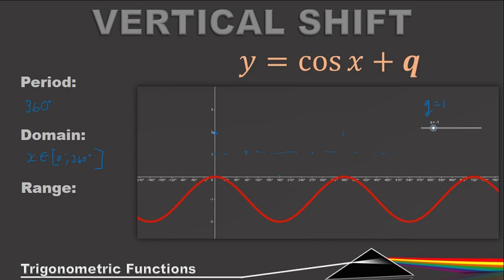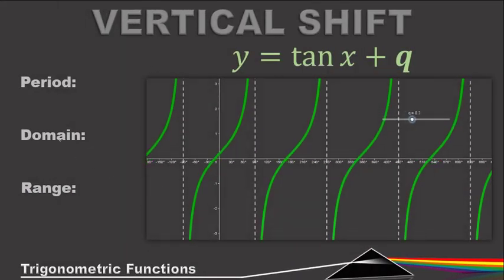So now our graph will look like this, more or less, if we restrict it, and that means that our range is now from 0 to 2. So y now is an element from 0 up until 2.